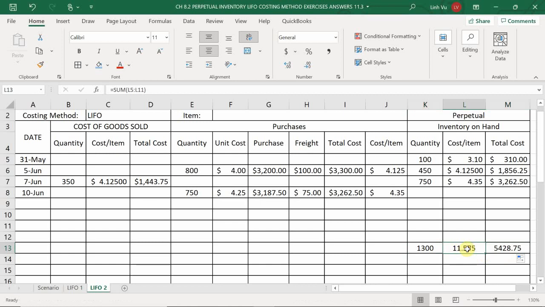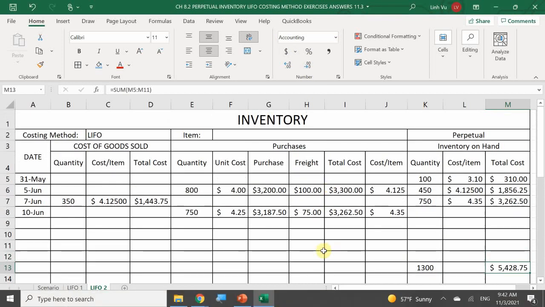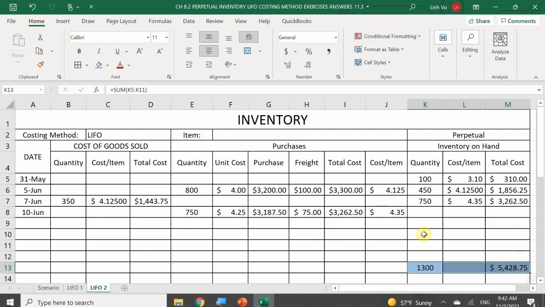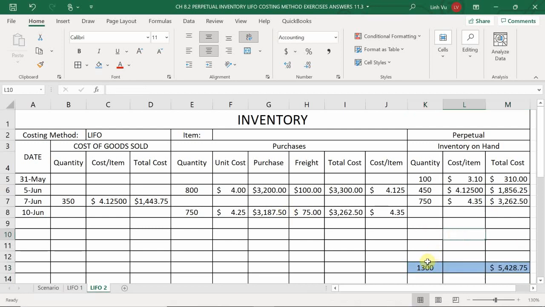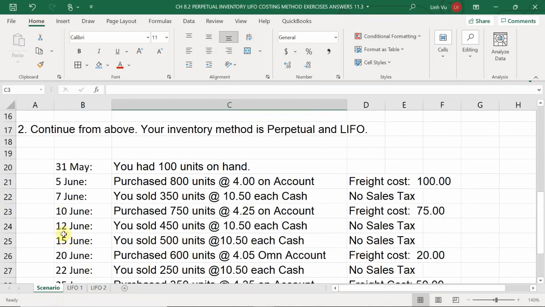And it's going to cost me a total of $428.75. I'm going to highlight this so that I know this is a calculation. This is how much goods I have available, or inventory on hand. So then let's see what happened next.